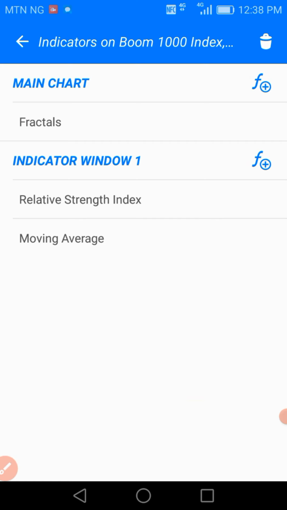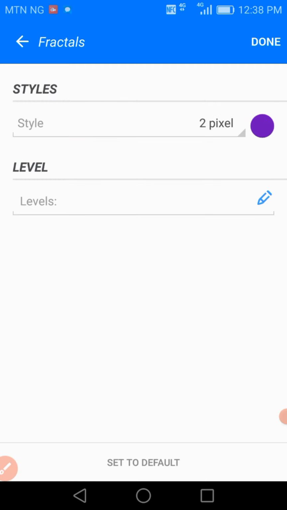Of course, you know, on my main charts, I have only the fractals. And I hardly trade without fractals. It helps me to pick the ups and downs, that is the highs and lows of the market. It helps me to also know price direction. I've done a couple of videos on fractals, a very important indicator. So this is the setting for the fractals.